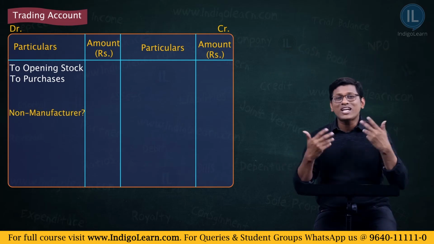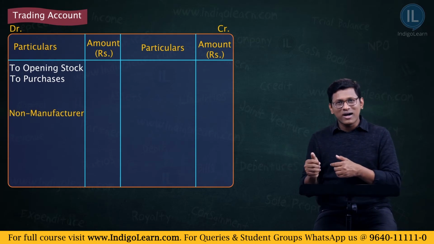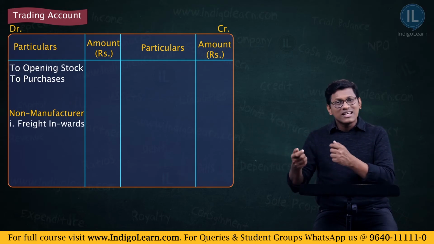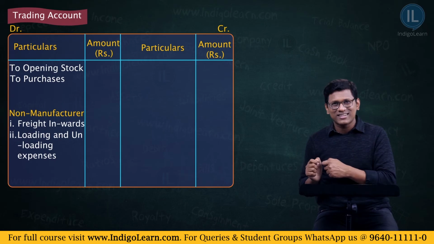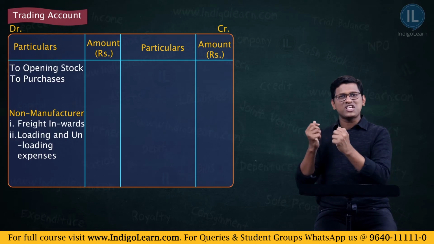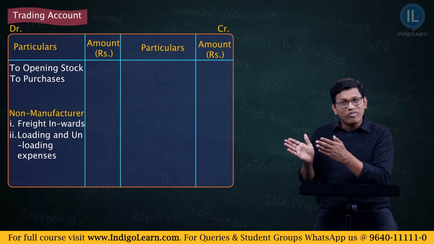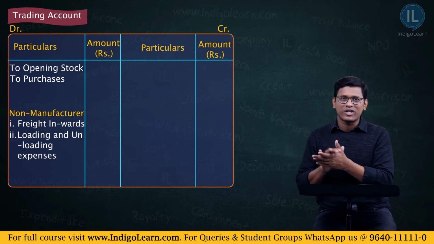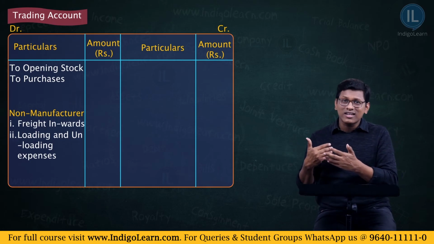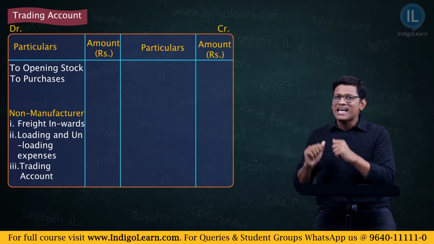Now, what if we are not a manufacturer? What if we don't manufacture, we just buy and sell? Okay, when you have to buy, you will incur freight inwards, some transportation inwards you might incur, some material loading, unloading charges you might incur, right? So, all those costs till you say, I purchased, my purchase process is complete. If you are a manufacturer, till the time the goods are ready to move out of factory, all expenses will come into trading account. If you are not a manufacturer, all the costs which you incur till you say, purchase is complete, till that point will come into the trading account as expenses.